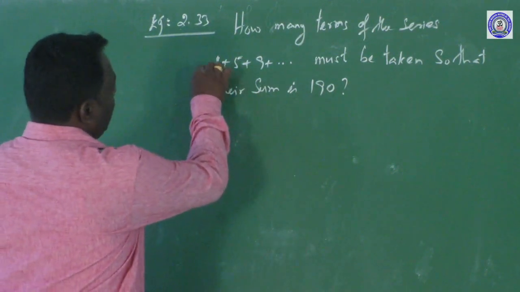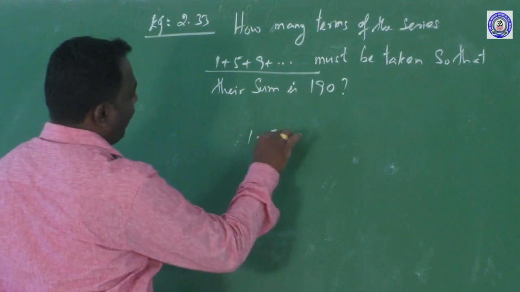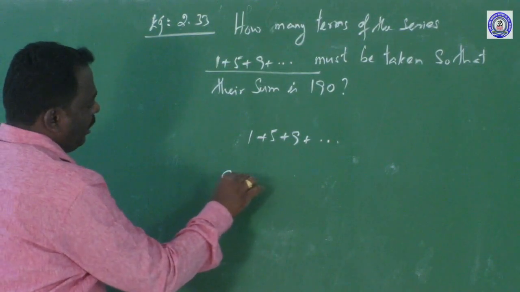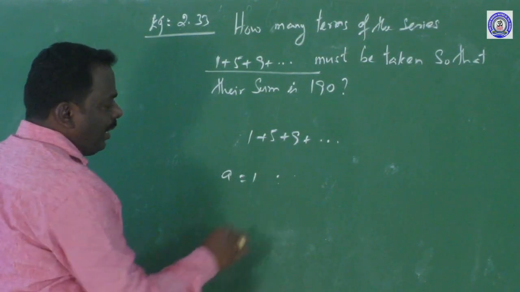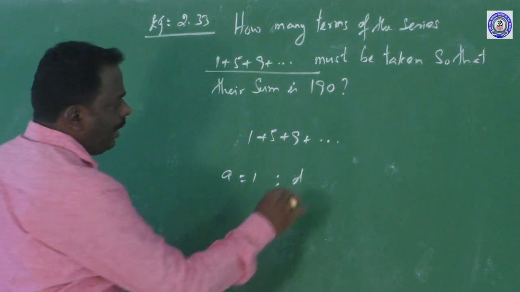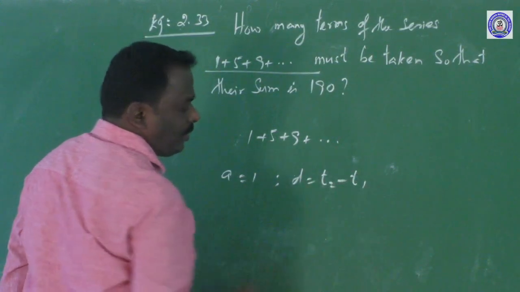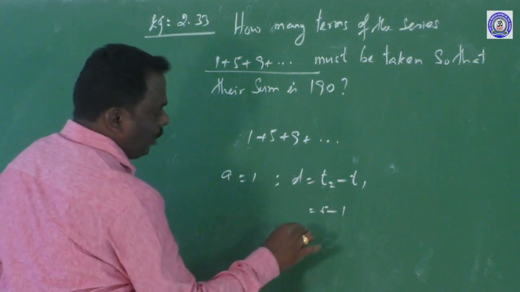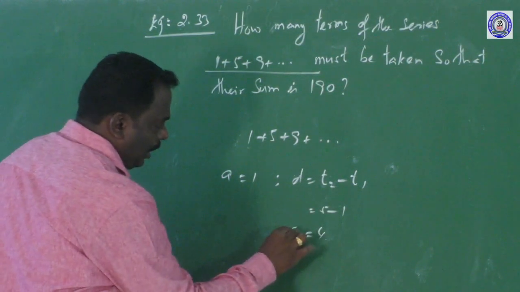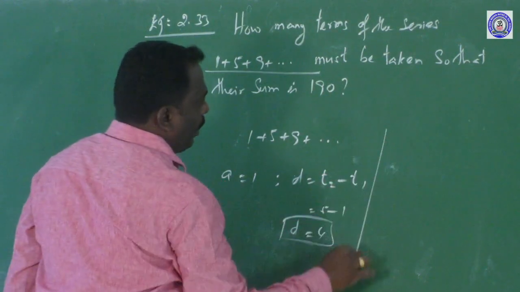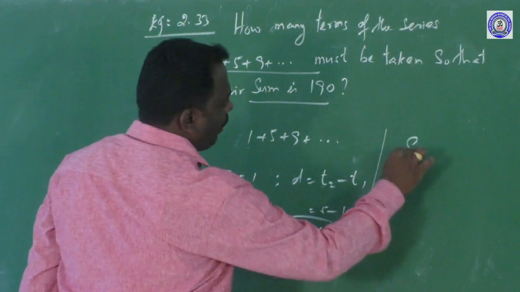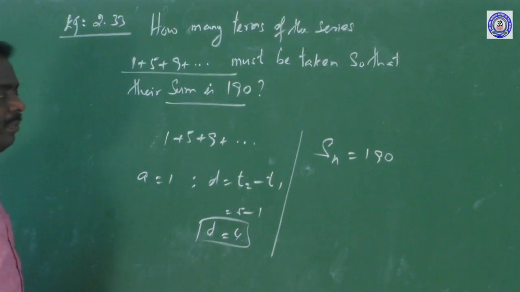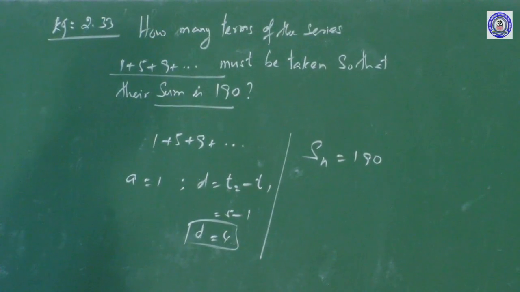What is given? The series is given, 1 plus 5 plus 9 plus etc. From the series we find A is equal to 1, and we find the common difference, defined by D, that is equal to second term minus first term. Now what is the second term? The second term is 5, first term is equal to 1, and the difference is 4, that is D. Now another one is the sum of the terms, defined by Sn, that is equal to 190. The sum of the terms is given as Sn is equal to 190.